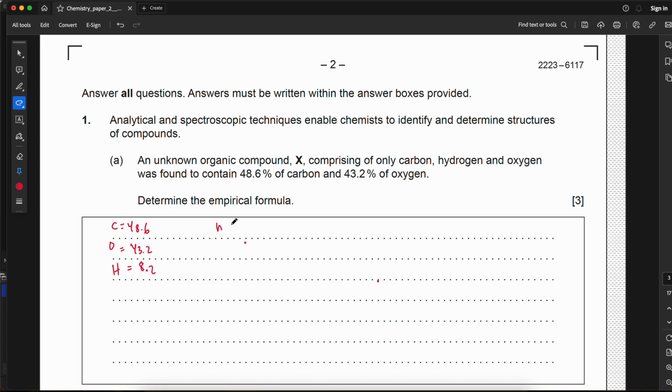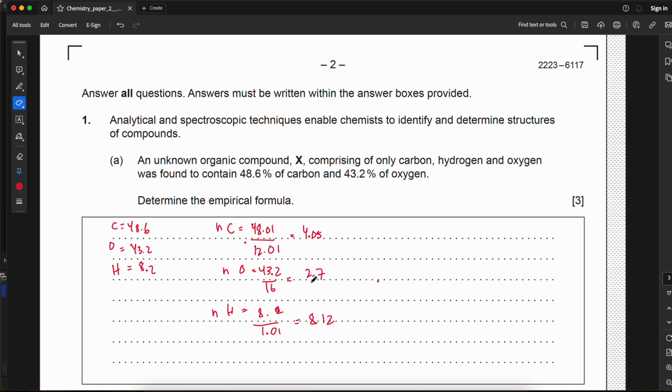So we need to find the moles of carbon first. 48.6 divided by its molar mass, 12.01, is 4.05 moles, and for oxygen it would be 43.2 divided by 16, which is 2.7, and for hydrogen it is 8.2 divided by 1.01, which is 8.12.